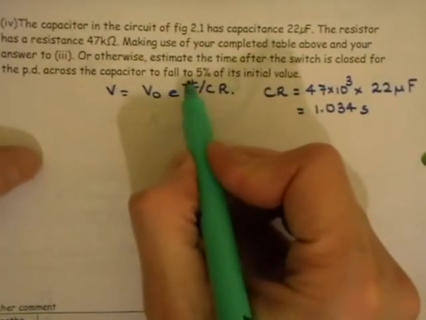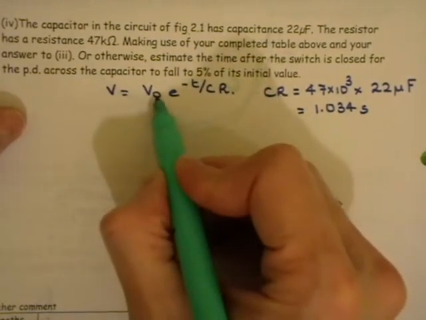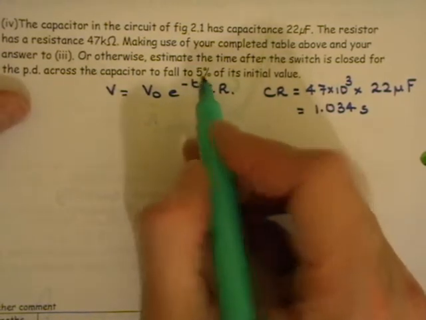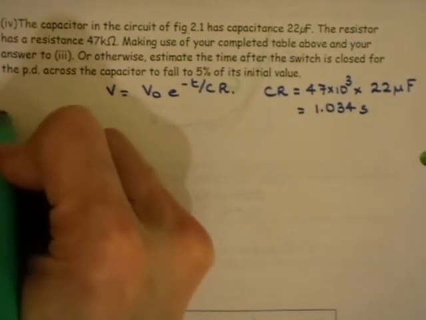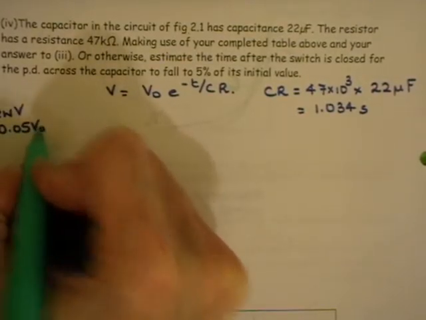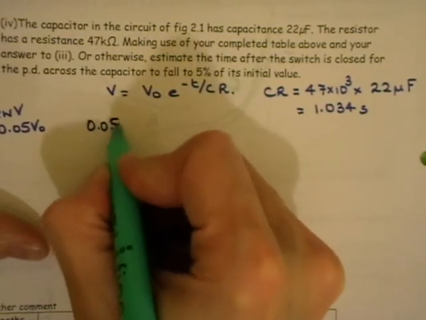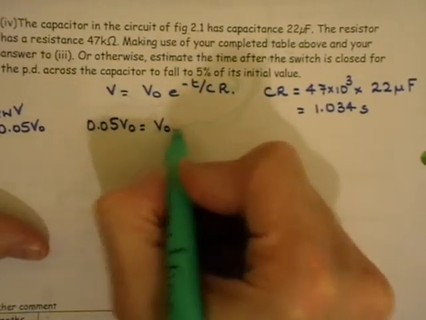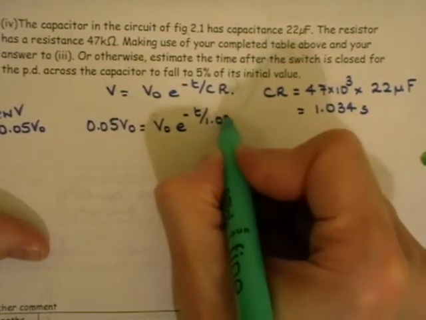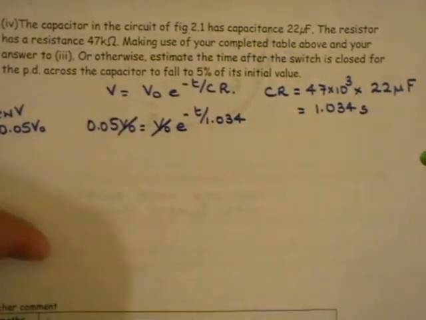Now, we're told that the PD has fallen to 5% of its initial value, and its initial value was V naught. So the 5% has to go back into a decimal again. So the new V is now equal to 0.05 V naught. So we're going to replace this in the equation. So 0.05 V naught is equal to V naught e to the minus t over, and then our time constant is 1.034 seconds. The V naughts cancel each other out.